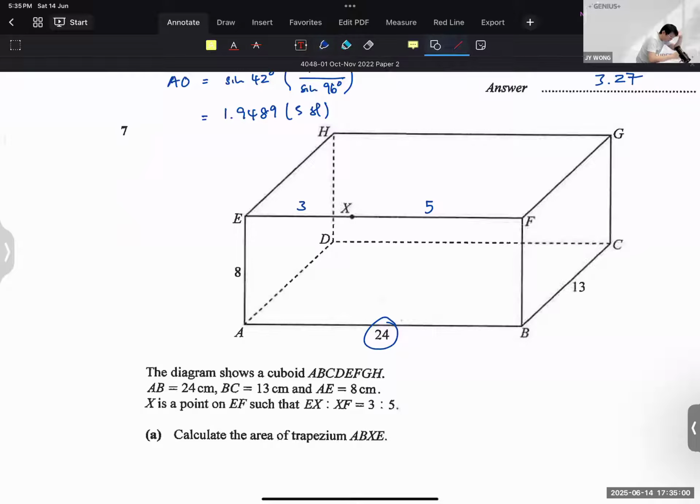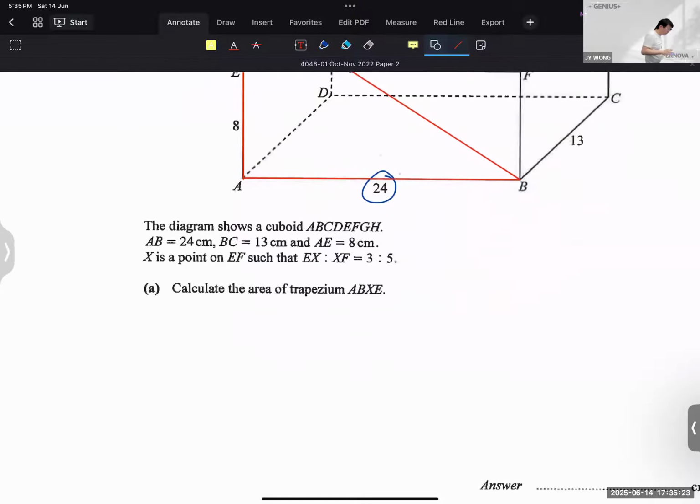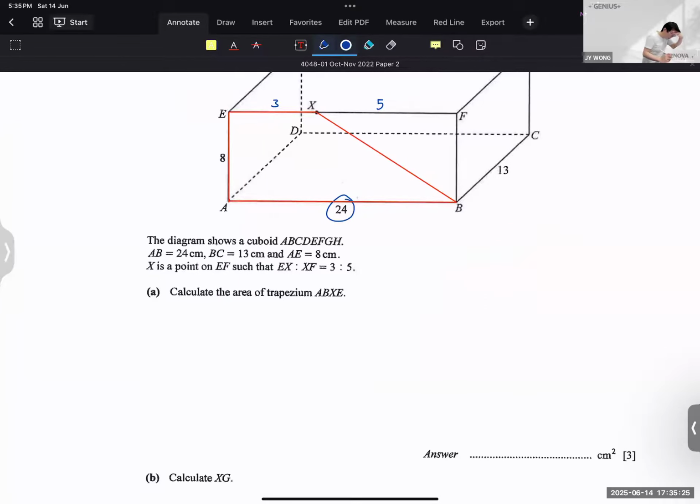Where is ABXE? ABXE is this trapezium over here. So don't go and draw the wrong trapezium, please. This is the trapezium that they are looking at. Right? So I need to find the 3 units there, right? So I need, obviously, EX.